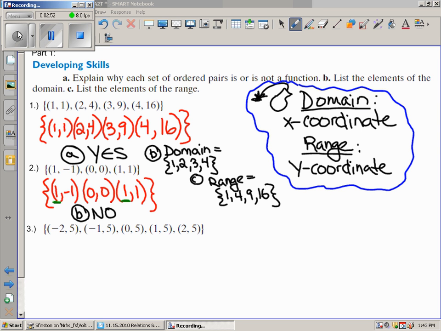All right, piece of cake. So that's what we did. We just went through B, the domain. The domain is 1, 2, 3, and 4 because those are the x-coordinates. And the range is 1, 4, 9, and 16 because those are the y-coordinates.